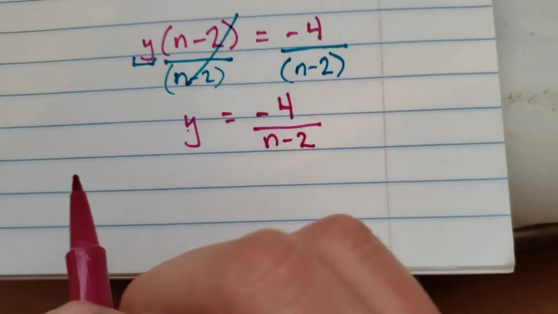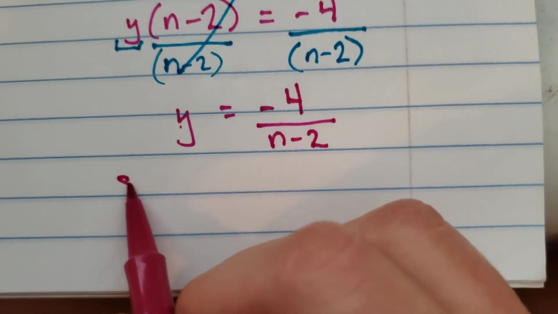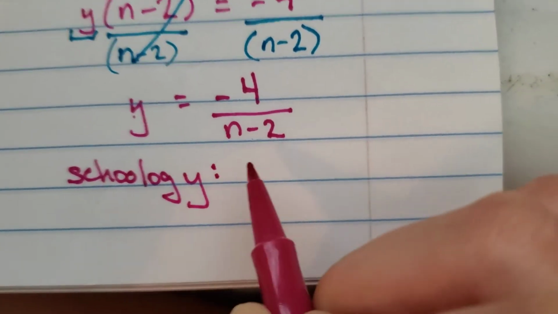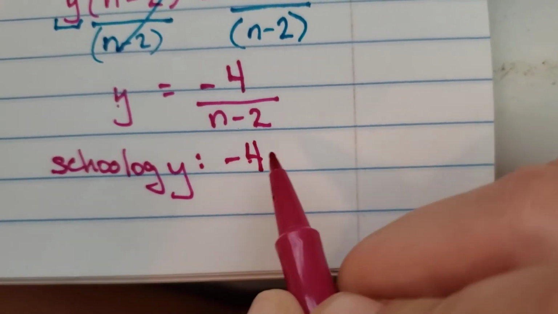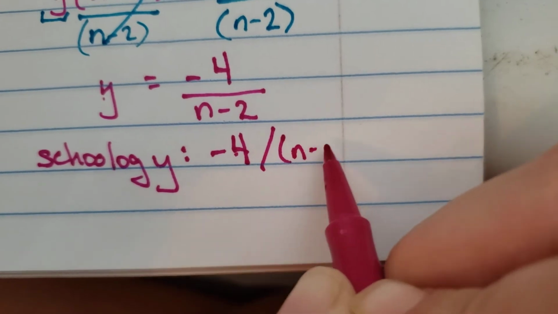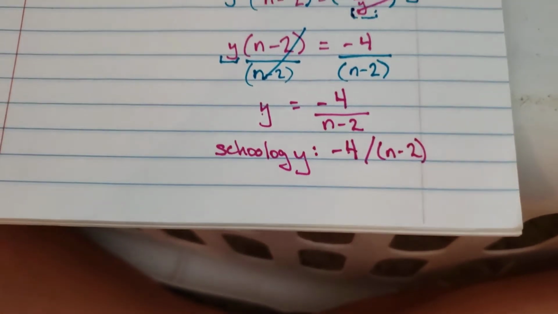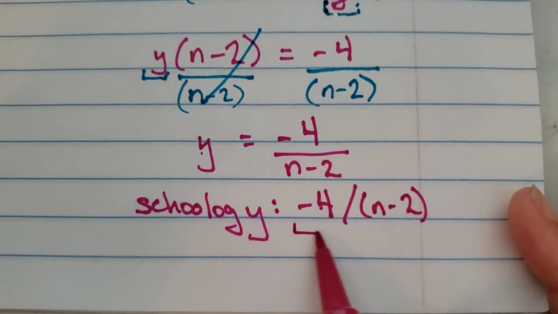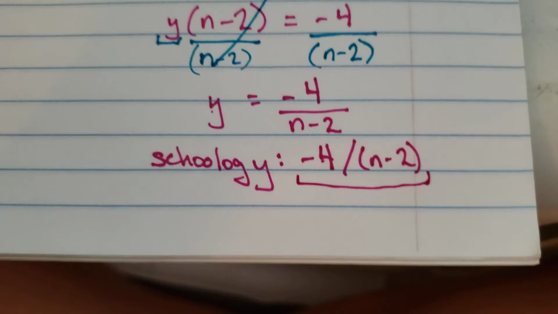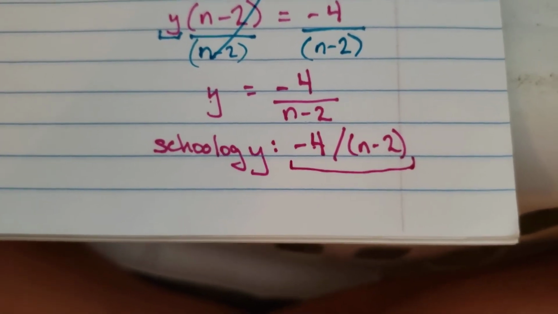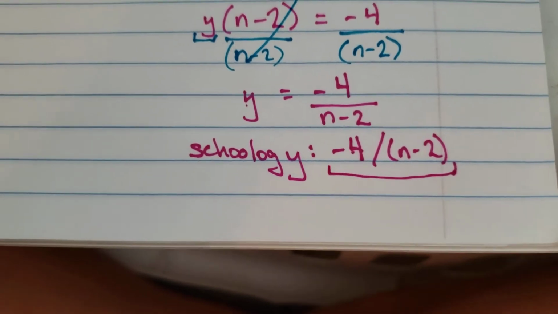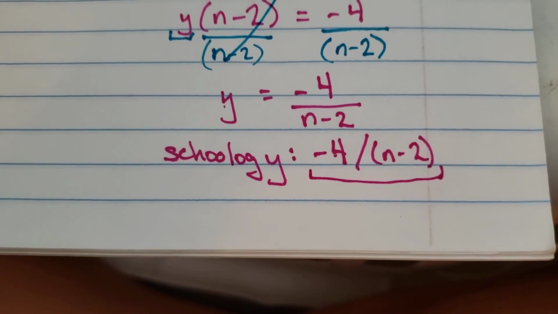Now in Schoology, you would need to type it like this: -4, divide, parenthesis, n minus 2. This is one that I think might be coded wrong in Schoology, so if this one's on your assignment, I will go back and give you credit if this is what you typed in. Okay? If that's not what you typed in, then it's not the correct answer. If this is what you typed in and Schoology counted it wrong, I'm going back through and counting them correct. Okay?